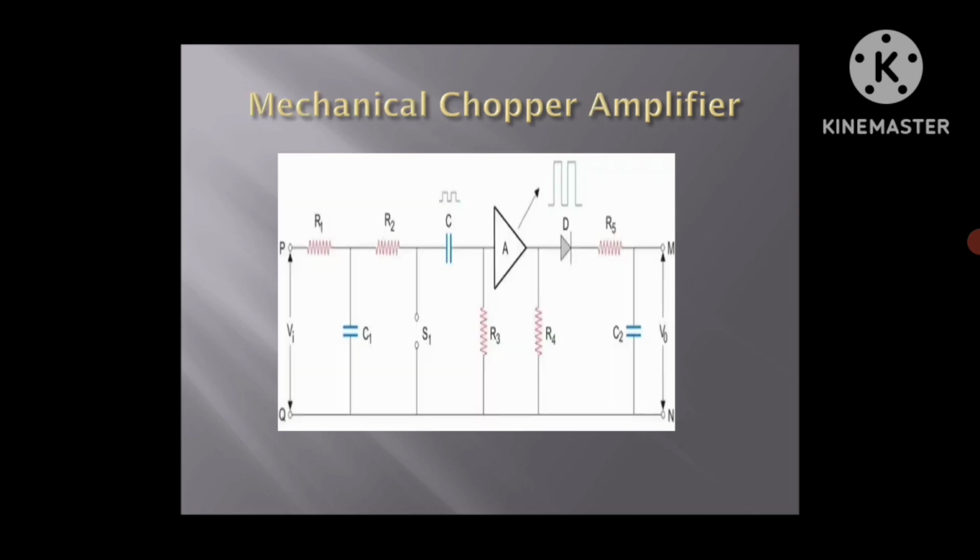This is the circuit diagram for the mechanical chopper amplifier. The mechanical chopper amplifier is operated using S1. S1 acts here as the switch. We have to manually operate the S1 switch to chop the input of this chopper amplifier. So it is called the mechanical chopper amplifier.